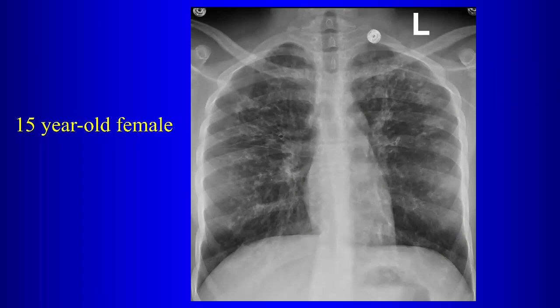Yeah, so we have increased interstitial markings here. The distribution of that would be? Yeah, it looks like it's more upper lobe predominant. So what do you think this might be?